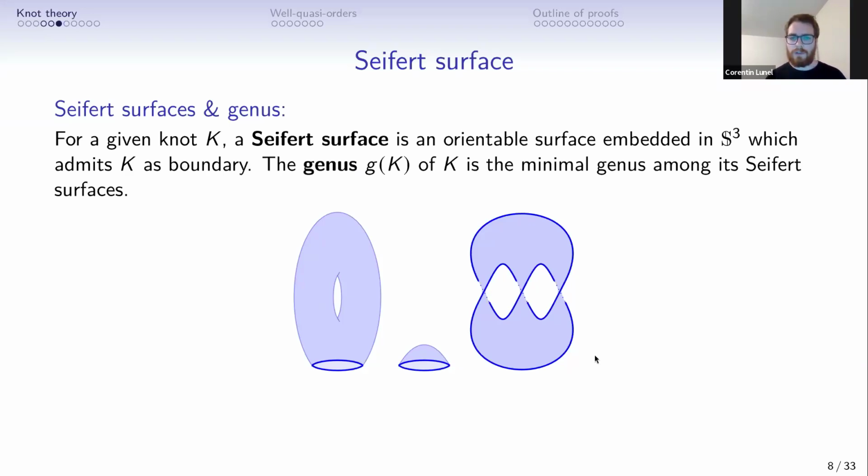The genus of a knot is the minimal genus among its Seifert surfaces. So the genus of the unknot is 0, because it can be obtained as a boundary of a disk, and you cannot go lower than 0. And the genus of the trefoil knot is 1, because it can be obtained as a boundary of a torus with one boundary component, but cannot be obtained as a boundary of a disk, because only the unknot can be obtained as a boundary of a disk.